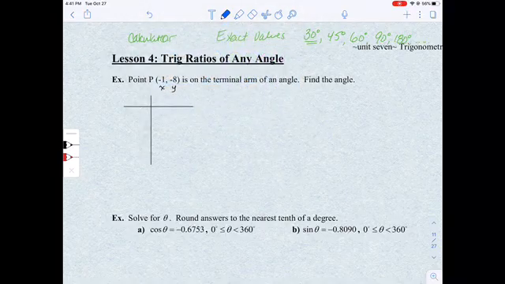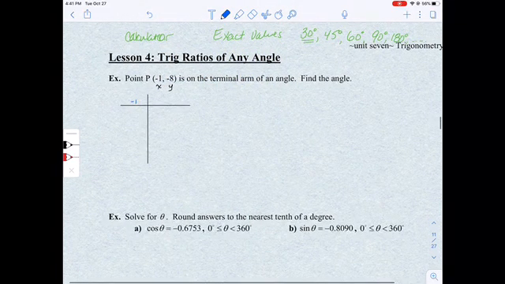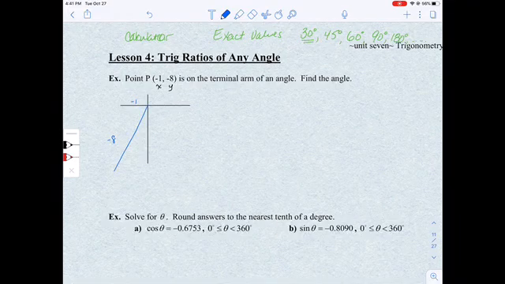So I know that would be -1 and -8, right? This would be -1 and -8 down here. And of course, our terminal arm starts from the origin and moves out. There's our point, -1, -8. We've moved left 1 and we've moved down 8. Makes sense? And there's my right angle.